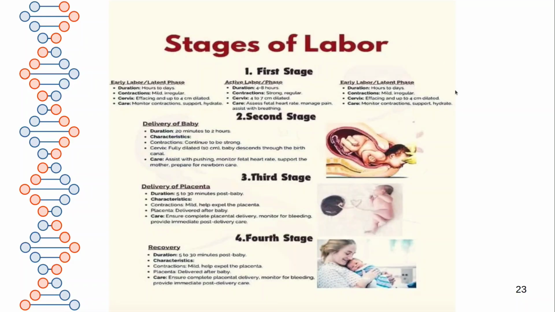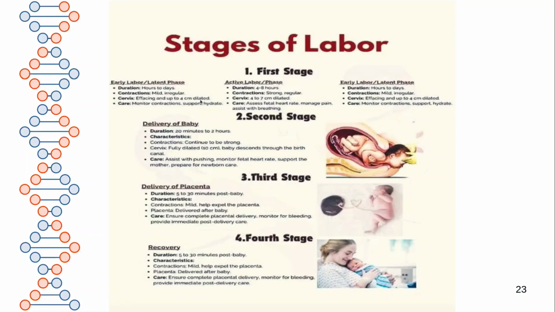The next question which you may be asked is the stages of labor. How many stages of labor do we have? There are 4 stages of labor. Let's see each stage in brief. The first stage has the early labor or latent phase, and the active phase. Early labor or latent phase lasts hours to days, with very mild and irregular contractions, the cervix effacing and dilating up to 4 centimeters. Monitor contractions, support and hydrate.